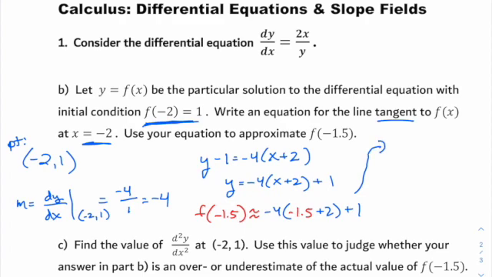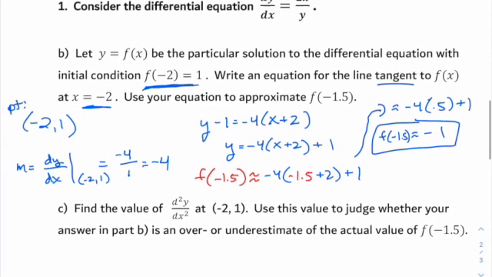So then we simplify from there, and although if you were on a free response, you do not have to simplify, negative 1.5 plus 2 is 0.5, and then negative 4 times a half is negative 2, and negative 2 plus 1 is negative 1. So f of negative 1.5 is approximately negative 1. And there we go. So we've written the tangent line, we used it to approximate.